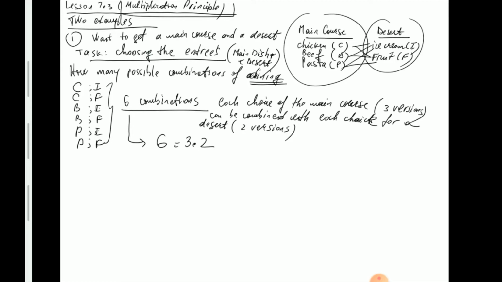Each choice in the main course is paired with each choice for the dessert. So that means you have 3 choices for the main course. Each of them is multiplied by 2 choices for the dessert, ice cream and fruit. It's as simple as that. The difficulty sometimes is combining the number of choices in each case or defining carefully the task, but it is really as simple as that, multiplying together all these choices. And by the way, you can expand this example for later.